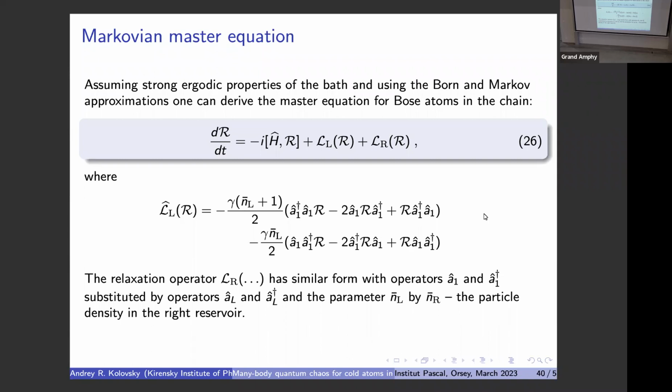This is what this term describes. And of course, for the other term you have a similar expression, but here the index should be substituted by the right reservoir, and instead of the subindex 1, you have the subindex L, the end of the chain. So this is the model, and this is what is now called the standard open Bose-Hubbard model.